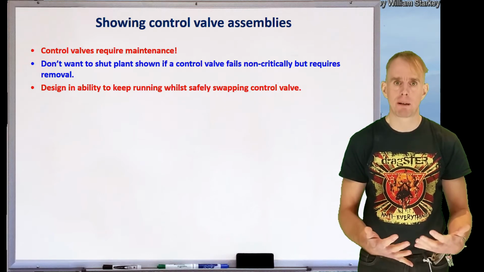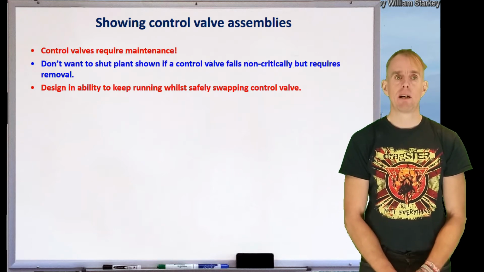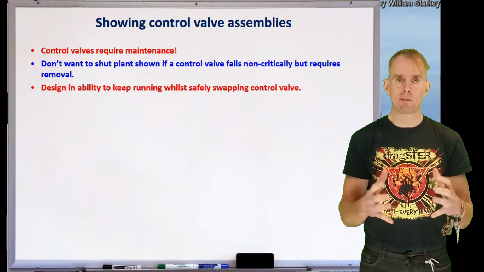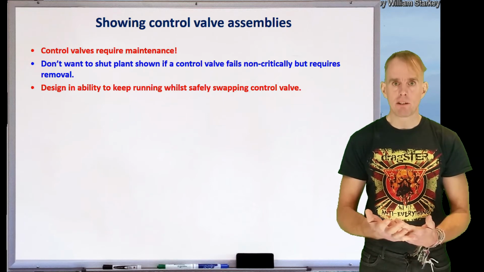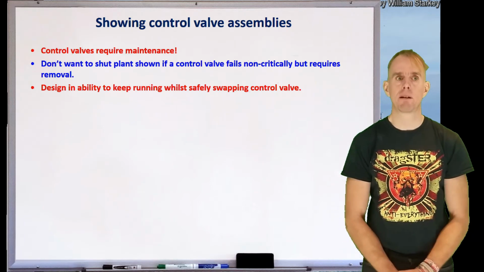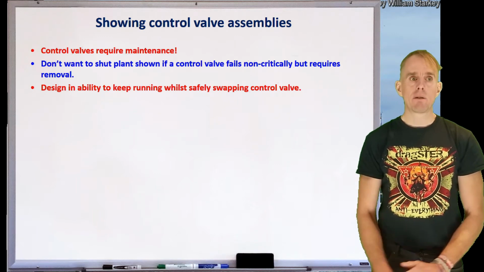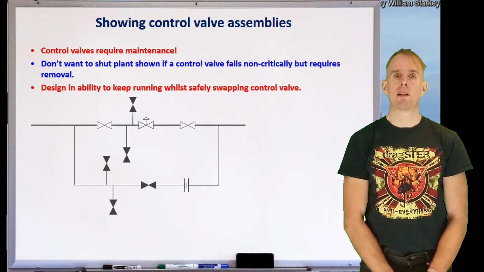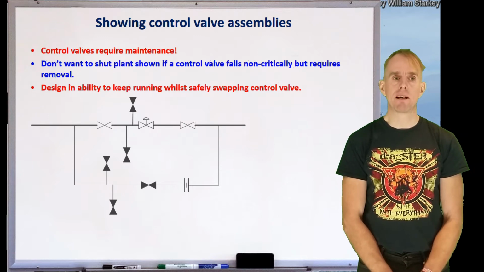Now, you don't want to shut your plant down because of a control valve failure. So what we do is we have a control valve assembly with a designed-in resilience such that if we need to remove the control element, we still have a means of keeping the plant operational. So the assembly that I've put on the whiteboard here is an illustration of how this might be done.